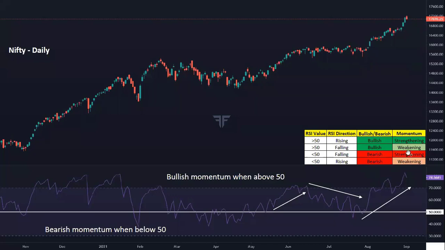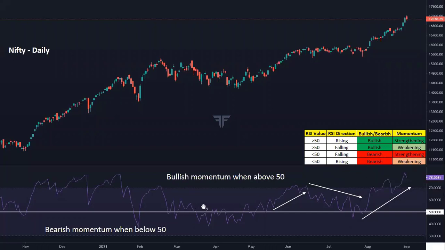Now, again, I've reiterated the basic principle of RSI. Whenever RSI is above 50 and rising, the trend is bullish and the bullish momentum is strengthening. When the RSI is above 50 but falling, the trend is still bullish, but the bullish momentum is weakening. On the other end of the spectrum, whenever RSI is below 50 and falling, the trend is bearish and the bearish momentum is strengthening. And finally, whenever the RSI is below 50 but rising, the trend is bearish, but the bearish momentum is sort of weakening.